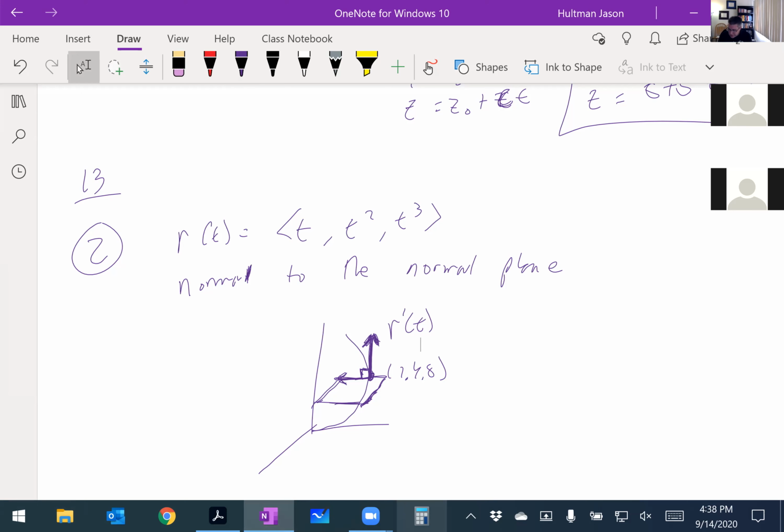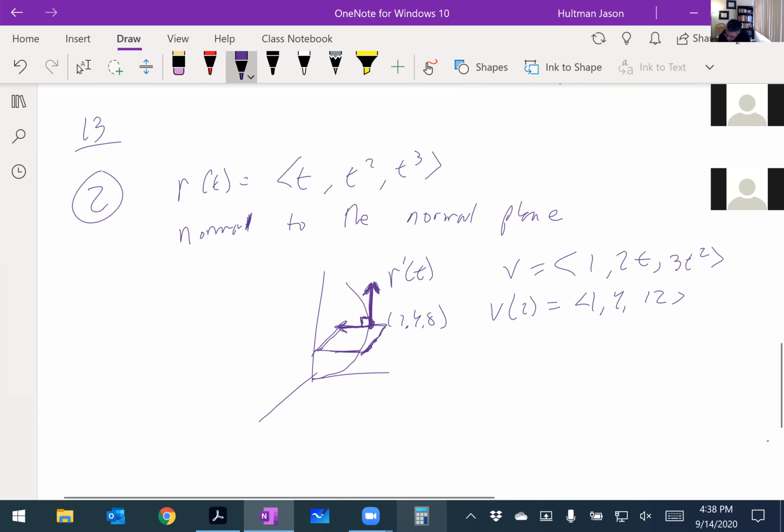Okay, and so all you do is take the derivative, which is going to be your v, and plug in when t is 2, right? What's your v? My v is equal to 1, 2t, and 3t squared, right? So v evaluated when t is 2 is going to be 1, 4, and 12.